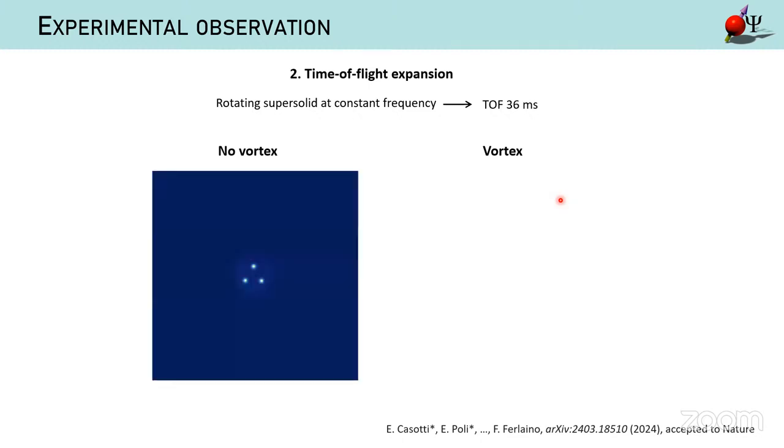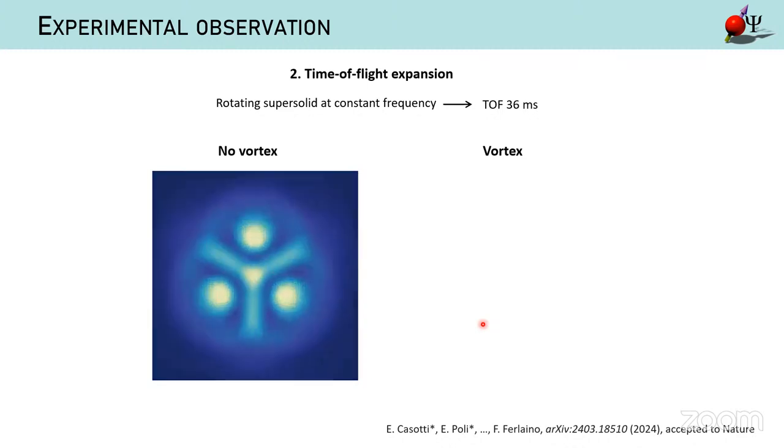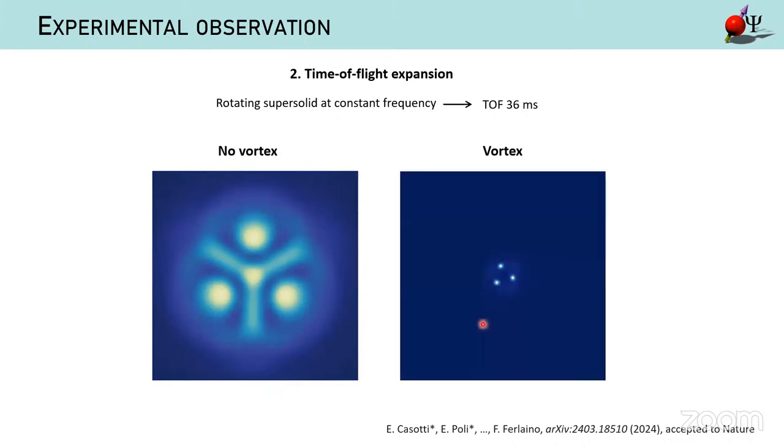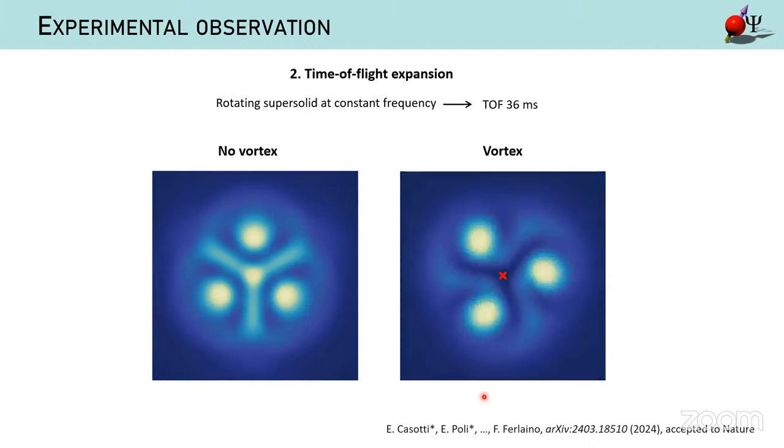For example, this is just a simulation. If there's no vortex, we have these three droplets. This is our initial state, our supersolid, and we just remove the trap and let our system expand, and what you see is that the droplets basically unbind and create this constructive interference structure in the middle. Now, if we take exactly the same system, but in the middle we have a vortex, which is marked by the red cross, and you let the system expand again, what you see is the opposite: you have destructive interference in the middle.